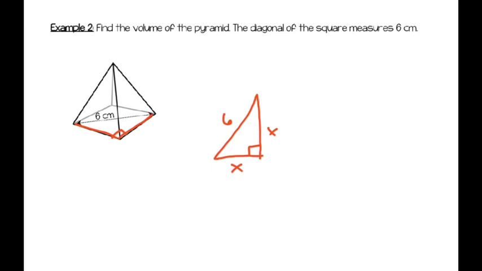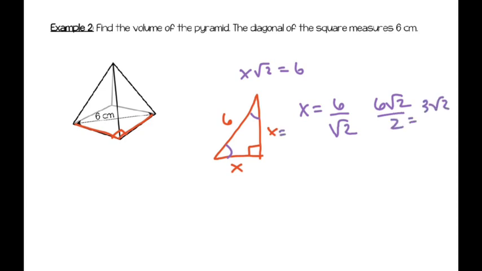Okay, hopefully you remember that this is a 45-45-90 triangle. And the legs, if you take the leg times square root 2, that's going to be equal to your hypotenuse. So to solve for x, it's going to be 6 divided by the square root of 2. And so you can simplify that to 6 square root 2 over 2, which is 3 square root 2, and that's the side.